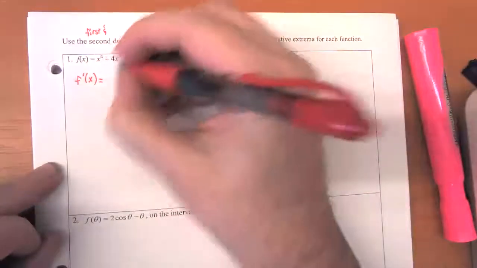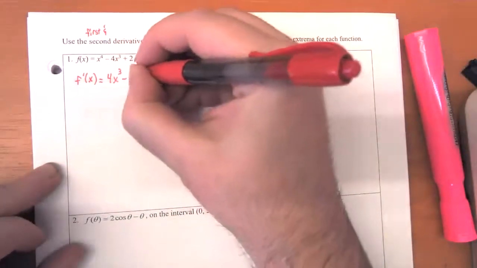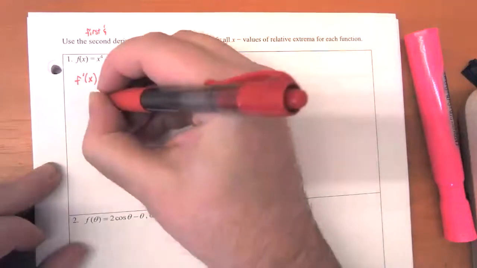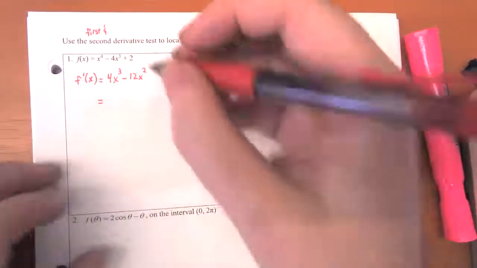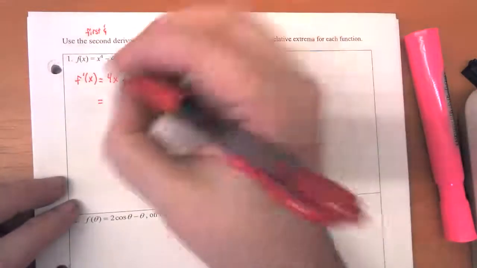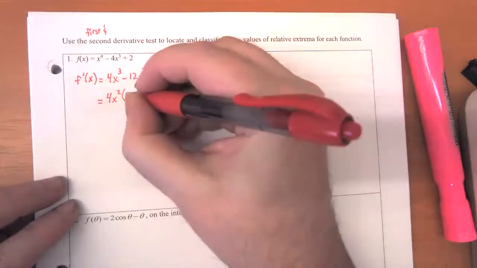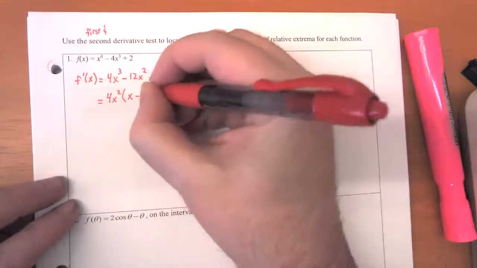Polynomials are good and easy to find the derivative of. That's 4x cubed minus 12x squared. And just for fun, I'm going to factor this. It's going to make our lives a little bit easier. Both of these terms have a common factor of 4x squared. So this is 4x squared times x minus 3.